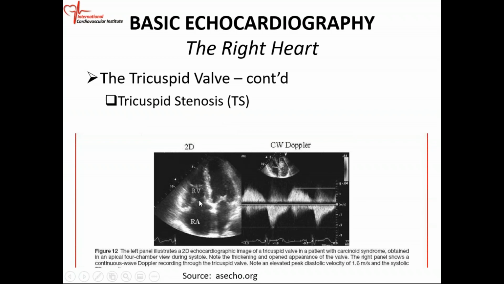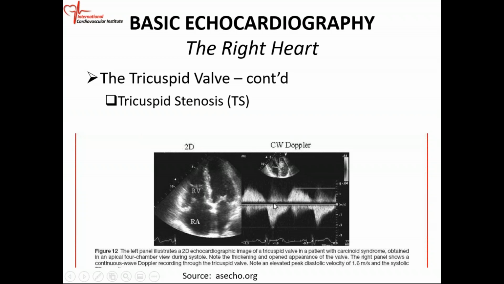Again, they show you the tricuspid valve, and it's thickened. We don't normally see this. This is a systolic frame because the mitral valve is closed, but the tricuspid valve is still open. You can see that the right atrium is enlarged. That's because blood cannot get out.